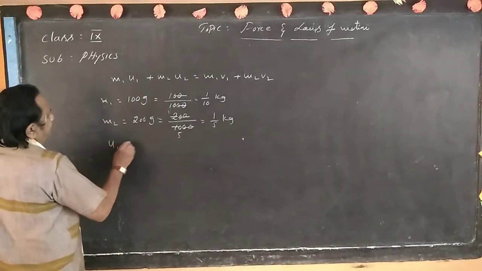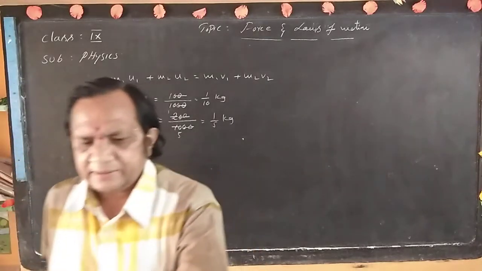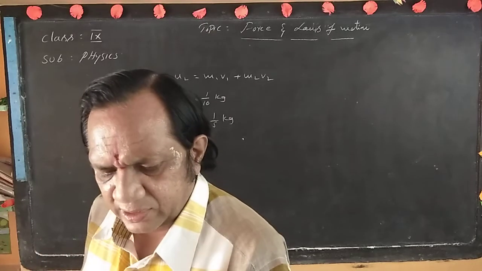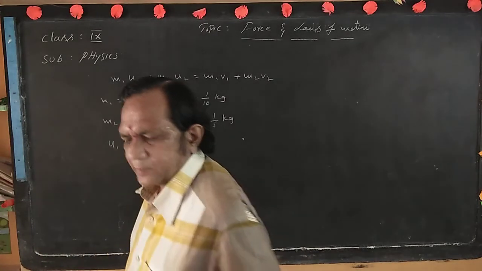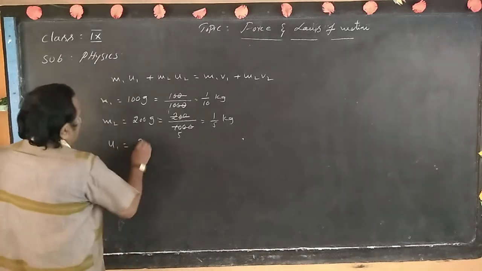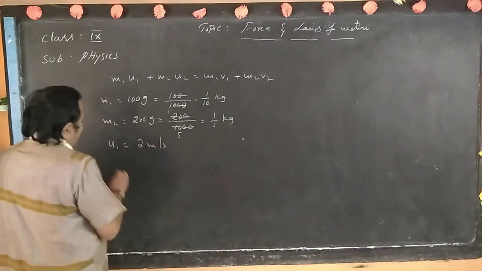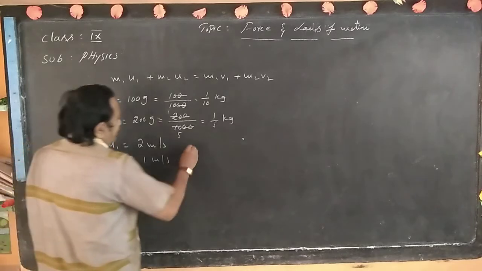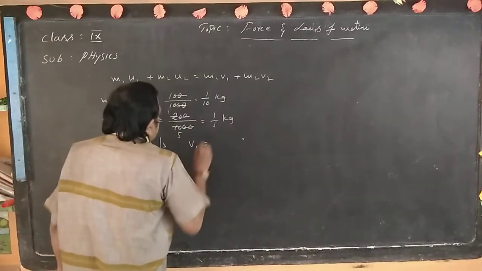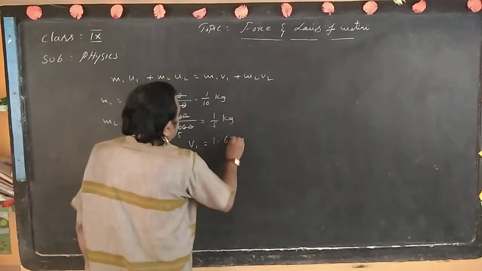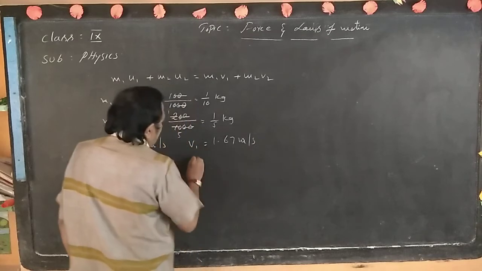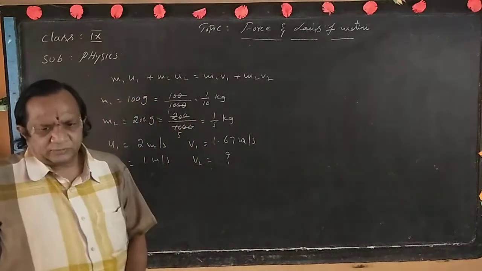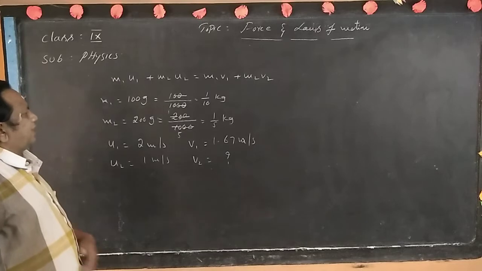Now u1, the initial velocity, is given as 2 meters per second, and u2 is given as 1 meter per second. v1 is given as 1.67 meter per second, and v2 is how much? That is the question, so we have to calculate the v2 value.